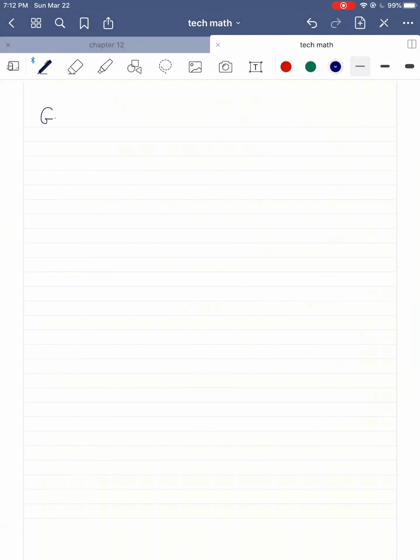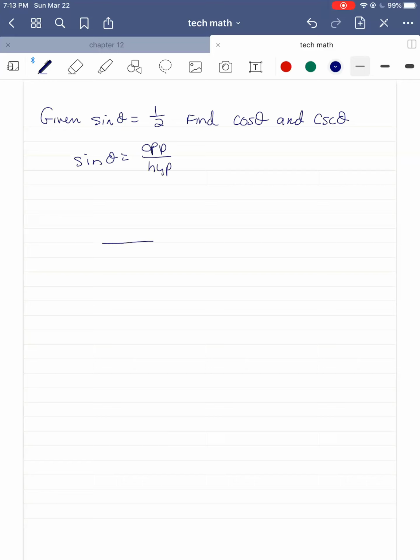Let's try a different type of problem. It would say, given sine theta is equal to 1 over 2, find cosine theta and cosecant theta. So for here, knowing that sine is opposite over hypotenuse, when I make my triangle, this is hypotenuse, this is opposite, this is adjacent. Hypotenuse is 2, opposite side is 1, so now I have to find the adjacent side.